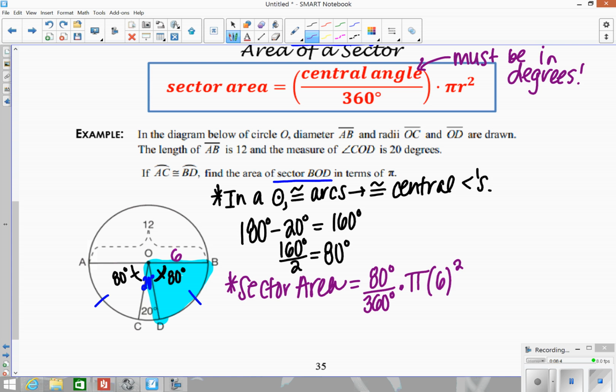So I just plug in. It says to leave our answer in terms of pi. Leave your answer in terms of pi means you put everything in your calculator except for pi, and then we're going to write pi in our final answer. So you're going to do 80 over 360 times 36, or 6 squared, and you're going to get 8. Then we're going to keep pi in our final answer. So just make sure that you don't put pi in your calculator. The units, which it doesn't tell us, so I'm just going to write units squared. Because it's an area, it would be whatever the units are squared.